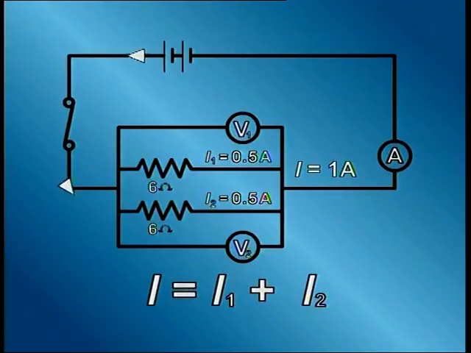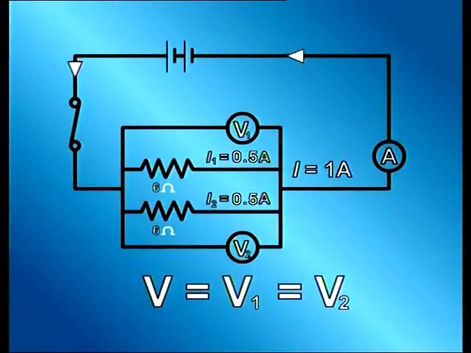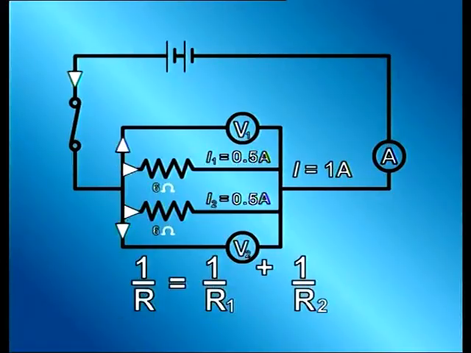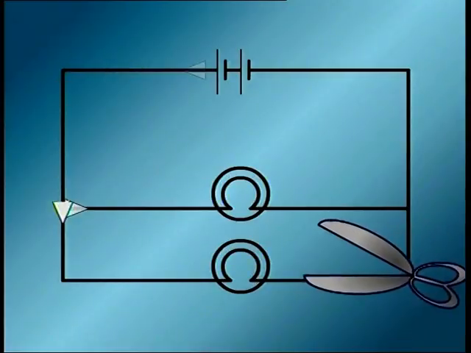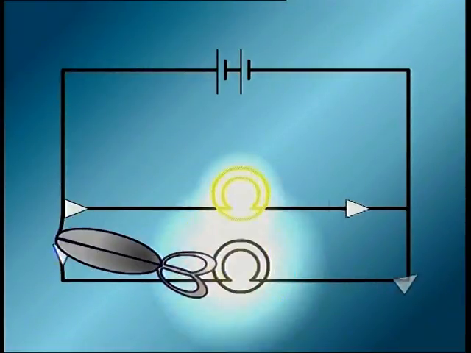The current from the source is the sum of the currents in the separate branches. The potential difference across two or more components connected in parallel to each other is the same. As more resistors are added to the circuit, total resistance will decrease. Each resistor acts as an alternative path for current flow. If a component in the circuit fails, the others stay lit.